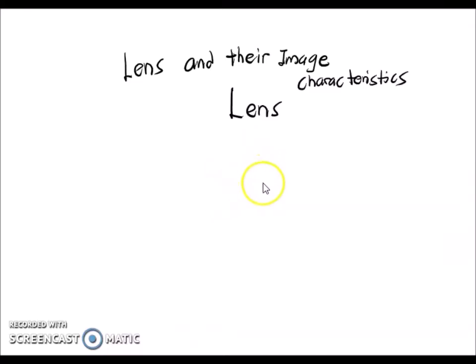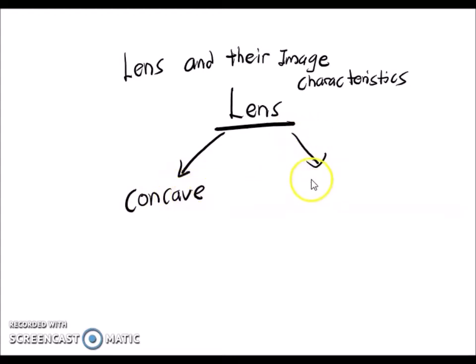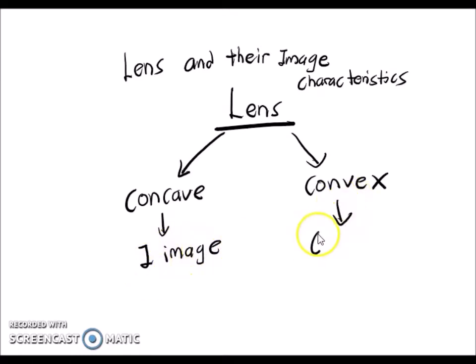Okay, in this video I'm going to explain about the lens and their image characteristics. The types of lens that we are going to learn in this video are the concave lens, and also the convex lens. Concave lens has only one type of image, and convex lens has 6 types of images. So we are going to proceed with the concave lens first.